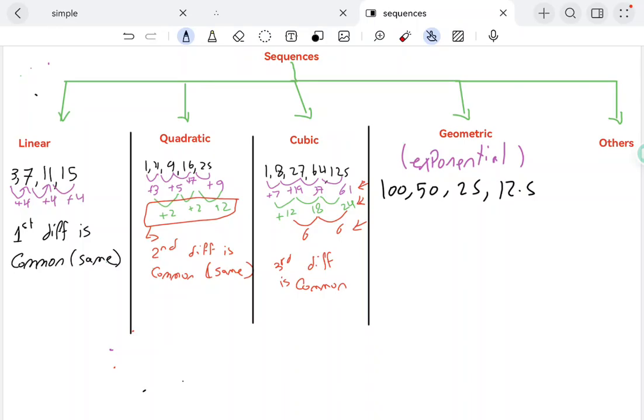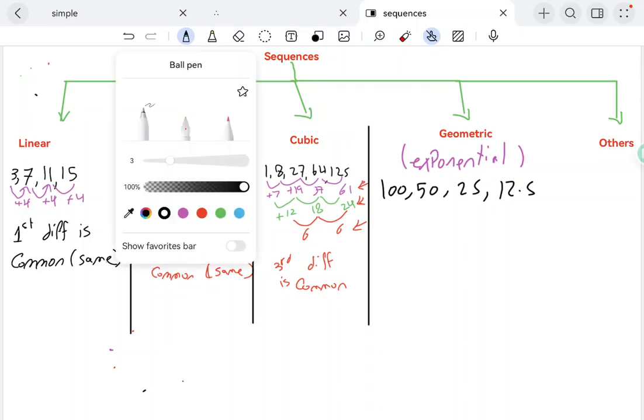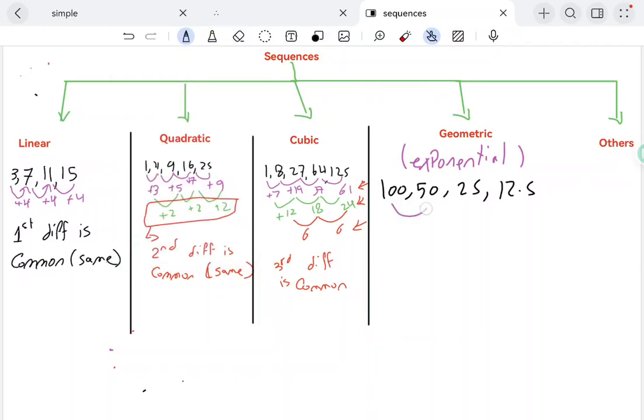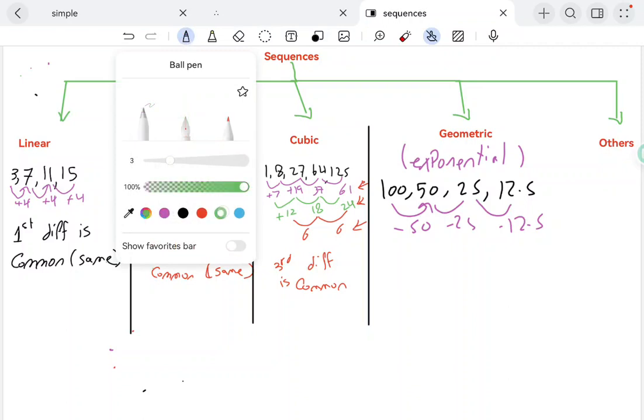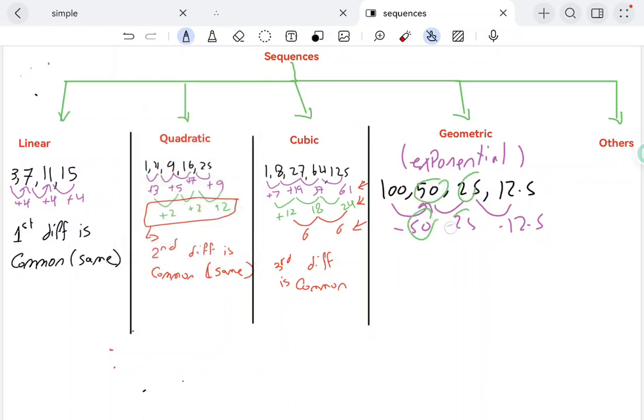So what happens is, if you check the differences, from 100 to 50 it's minus 50, then minus 25, then minus 12.5. What do you see, guys? You'll find out that you are actually getting the same values again. Look: 50, 50, 25, 25, 12.5, 12.5. I'm getting the repeated numbers again. That's a geometric sequence, that's an exponential sequence.